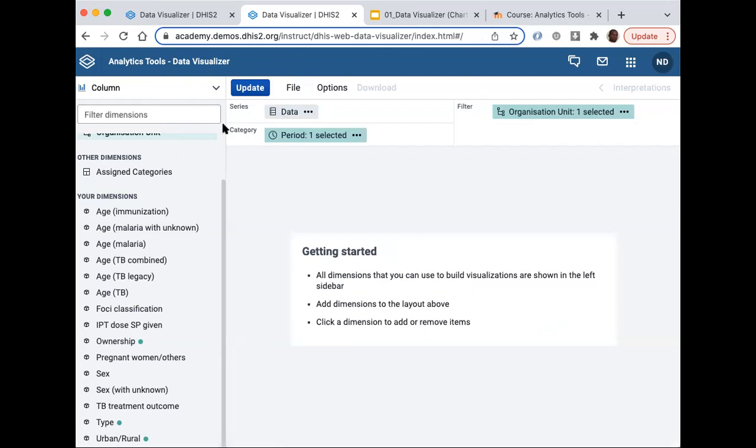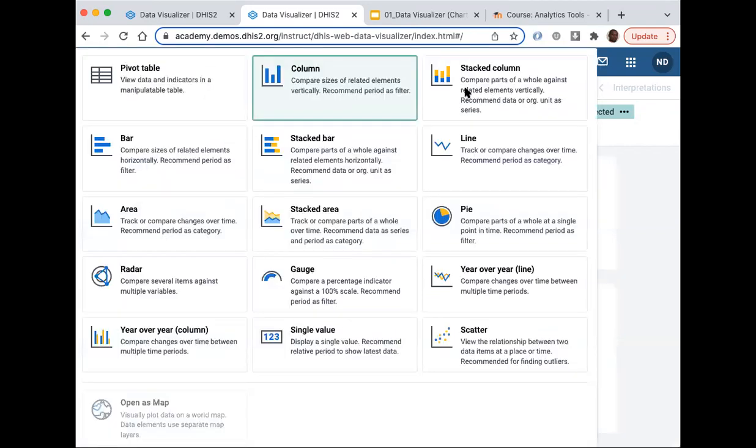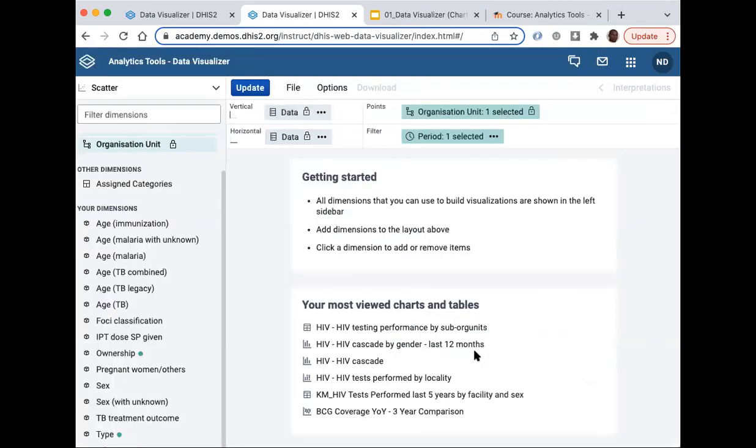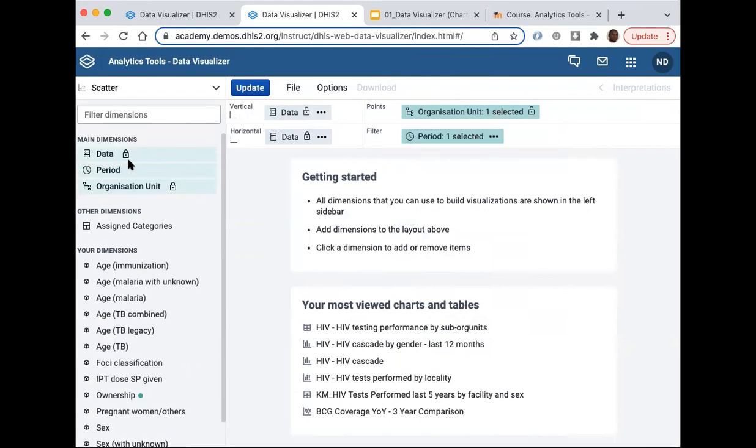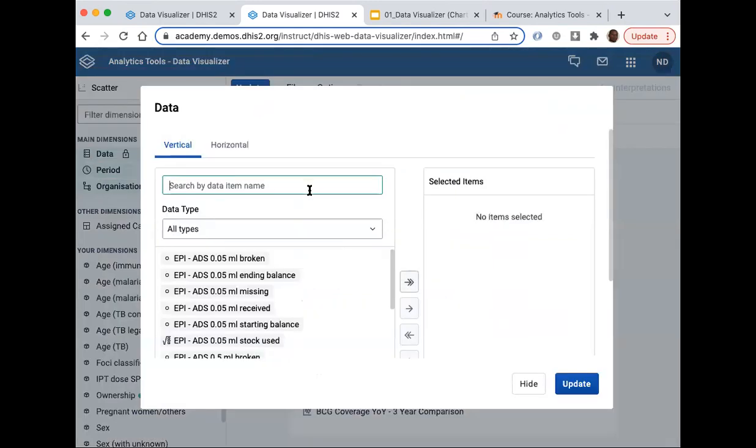So the first step is to select the type of chart, which is the scatter chart. And when I select it, you can see that it has already changed our layout dimensions to vertical and horizontal. And I will now start looking at the data that I want to put into this scatter plot. So you can choose what to put in the data by clicking on the data. And now you'll see that even the way we select the data has changed. We have the vertical and the horizontal.